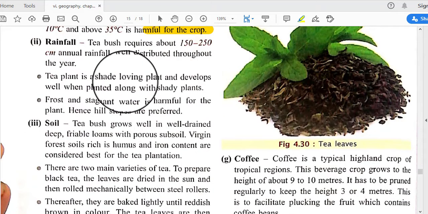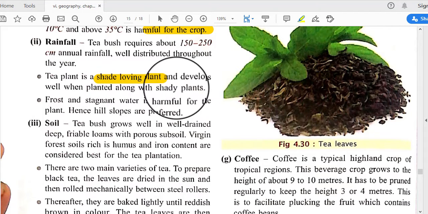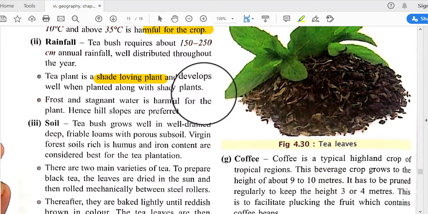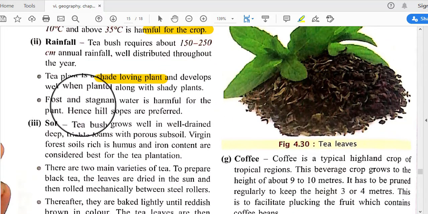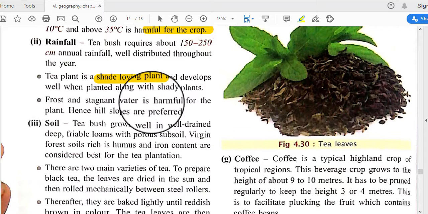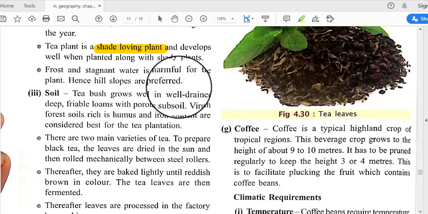The tea plant is a shade loving plant because it needs some shade. It is not able to tolerate the high heat of the sun, so some shade should be there, and it develops well when planted along with shady plants. Frost and stagnant water are harmful for the plant, and water should not stay stagnant in the same place because it is harmful for tea plants. Hence hill slopes are preferred, and that's why hill slopes are most preferable for tea cultivation.